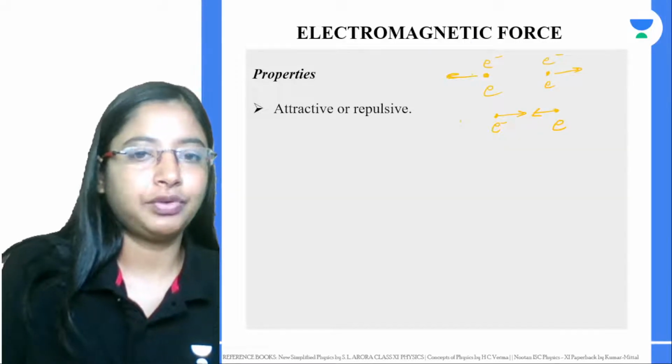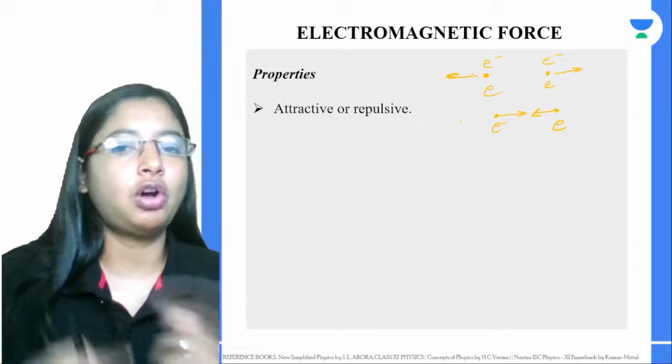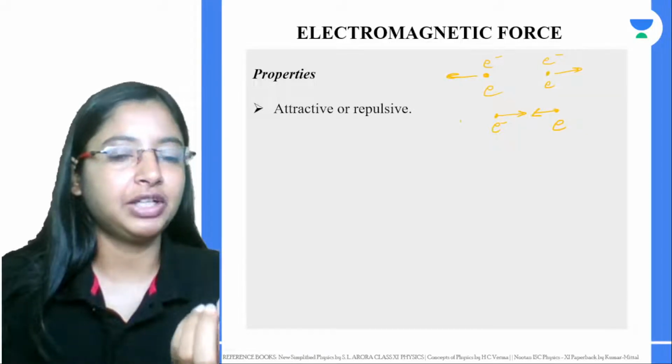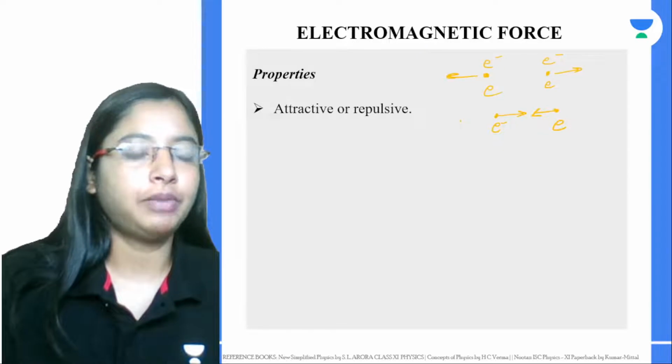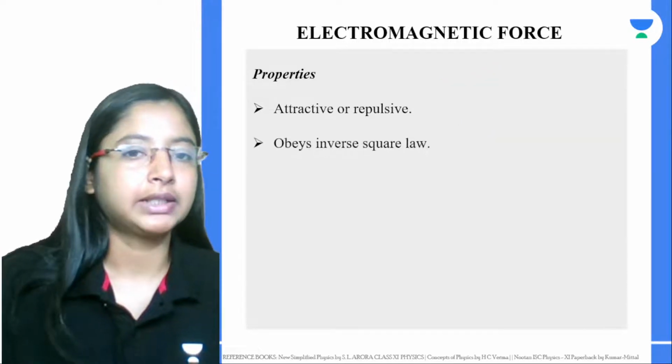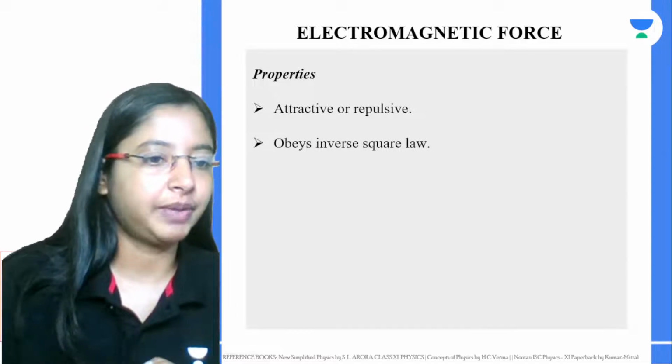So electromagnetic forces can be an attractive force or a repulsive force, unlike gravitational force, which is only attractive. Electromagnetic force can also be repulsive. Okay, next, electromagnetic force is given by Coulomb's law.